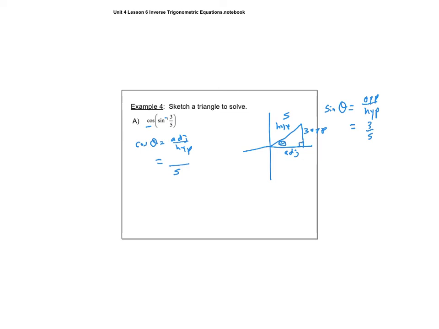So I'm just going to call this adjacent side x. So I'm going to say x squared plus 3 squared equals 5 squared. I'm going to subtract 9, take the square root, and it's not going to be plus or minus 4 because the side length cannot be negative 4, so it has to be 4. So this adjacent is 4. So I can come over here, and my adjacent over my hypotenuse is 4/5. So the cosine of the inverse sine of 3/5 is 4/5.